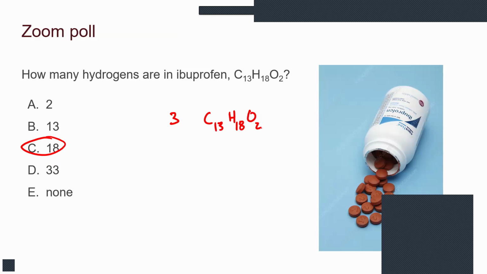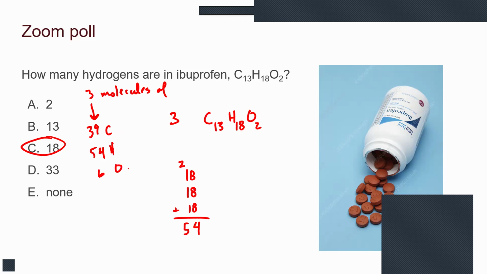54. Because what we've got to do is say, okay, in one of them, there's 18. 18, 18. 8 plus 8 plus 8 is 24. 1 plus 1 plus 1 is 3, plus 2, 54. So if you had 3 molecules of ibuprofen, that means you have a total of 39 carbons, 54 hydrogens, 6 oxygens.